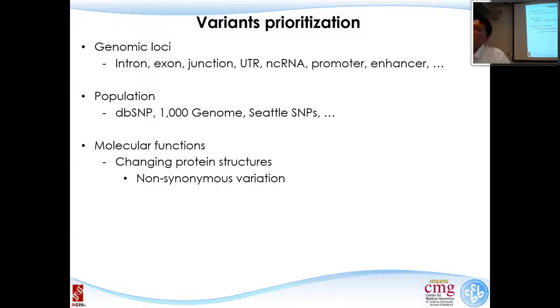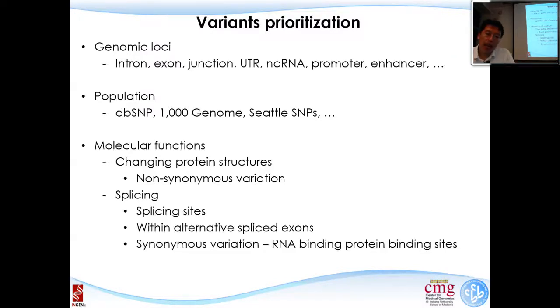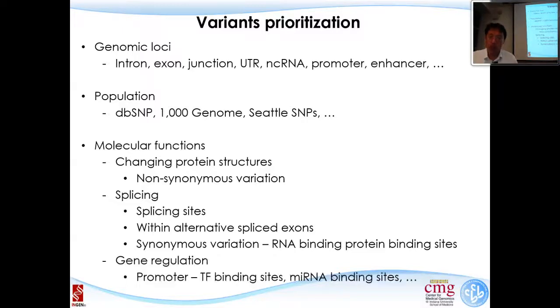And if it changes the protein structures, you better change the amino acid sequences, which we'll go through those theories a little bit. And the second part is to look for whether those variants can potentially cause splicing changes. For example, if some of the variants are located on the splicing site, or whether it's within an alternative splice exon, and whether some of the synonymous variations, even though they are not changing the amino acid sequences, they could change the way that splicing happens. So we'll give you some examples of that.